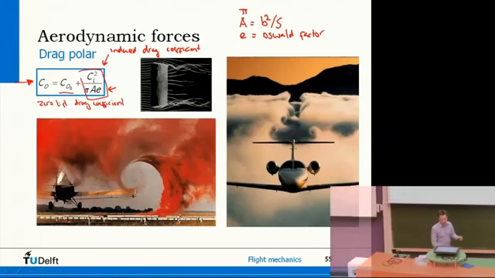So we have this parabolic drag polar. I call it parabolic because it's a parabolic function with a square. And this is basically the only equation you need to know from aerodynamics to solve flight mechanics questions.